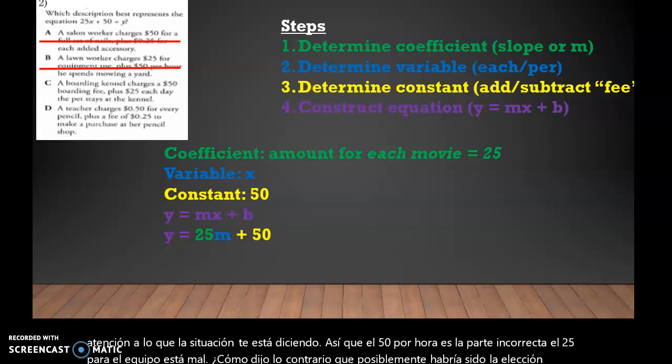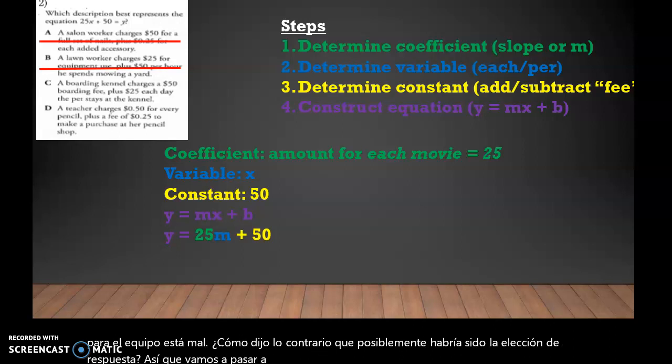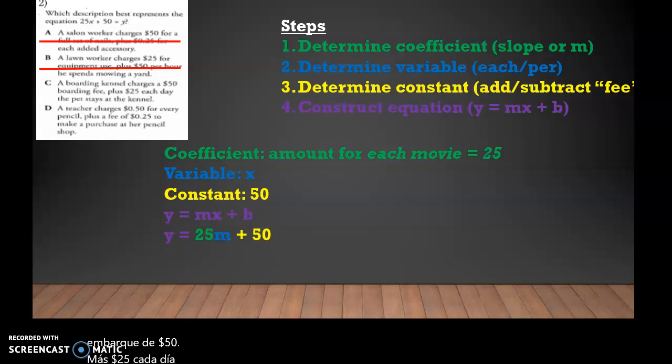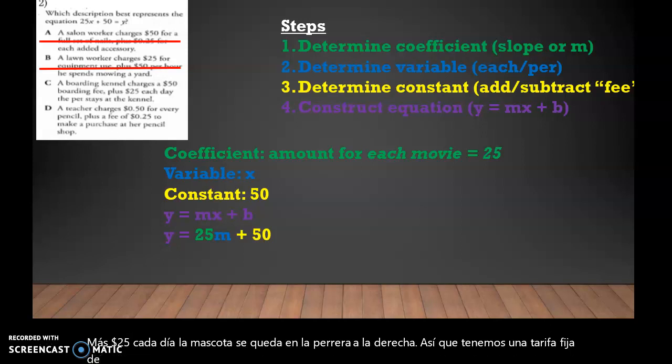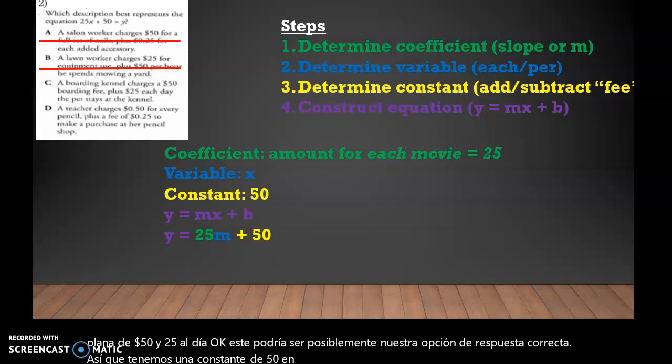It says a boarding kennel charges a $50 boarding fee plus $25 each day the pet stays at the kennel, right? So we have a flat fee of $50 and $25 a day. Okay, this could possibly be our answer choice, right? So we have a constant of 50 in this situation, and we have a coefficient of 25. So let's go ahead and move on to D.